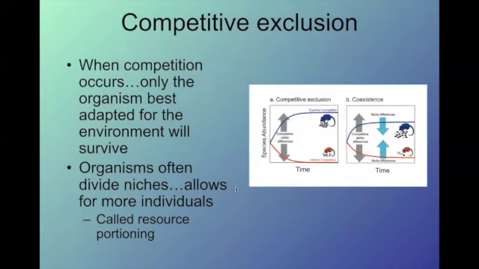Competitive exclusion is when competition occurs, only the best suited are going to survive and outcompete all the rest. Organisms are often going to divide into niches, called resource partitioning. And so you can have a bunch of different birds all within the same area because they're going to eat different parts of the tree or forage in different areas. You cannot have a ton of birds in one area all foraging off the same area because then you run out of supplies.